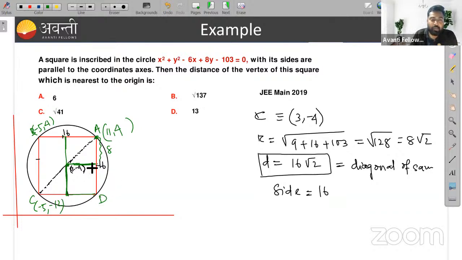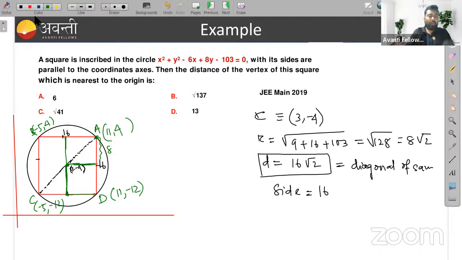Coordinate of D will be, what is the x coordinate? 3 plus 8, that is 11, and the y coordinate will be... is that 11, 4? No. What will be the y coordinate? Here we have 4. So 4 minus 16, that is -12.